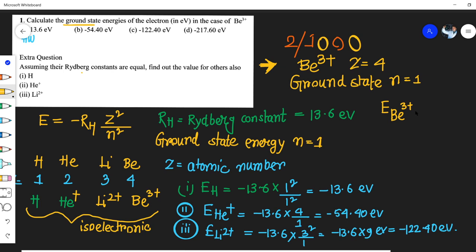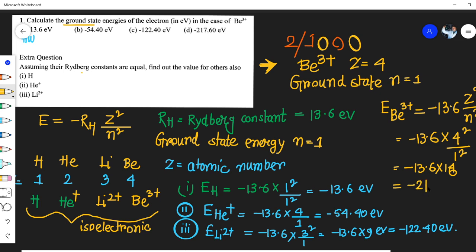The energy value would be minus 13.6 Z square by n square. Now you know the value of Z for Be3+, and at the same time you know n also. See, the unit is the most important point. What is the value of Z? Z is 4. So this will be 4 square divided by 1 square. This value would be minus 13.6 into 16. Finally, you'll get minus 217.60. What will be the unit? The unit will be electron volt.